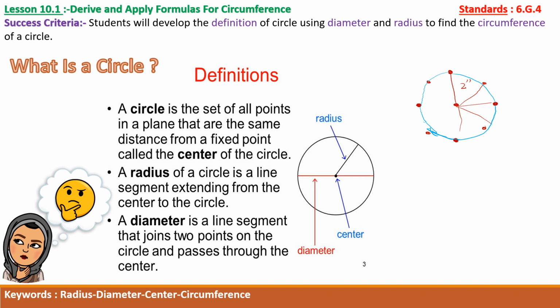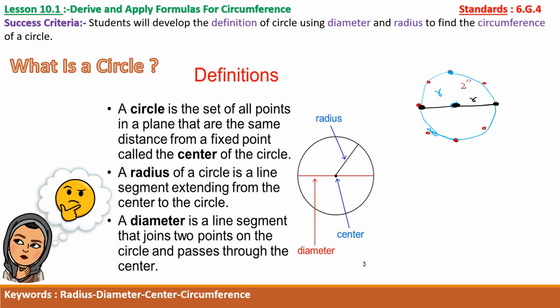Now the distance from the center to one point on the circle is said to be the radius, and it is denoted by R. Now, if I erase the inner lines, the distance from the center to one point on the circle is R. And if you extend this line, making it from one point on the circle to the other point of the circle, the main condition is that it is passing through the center.